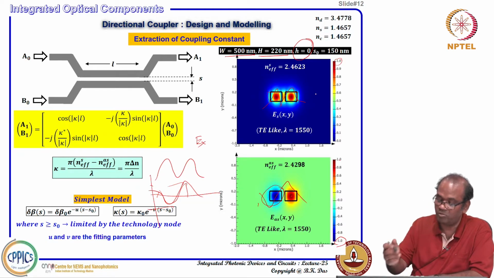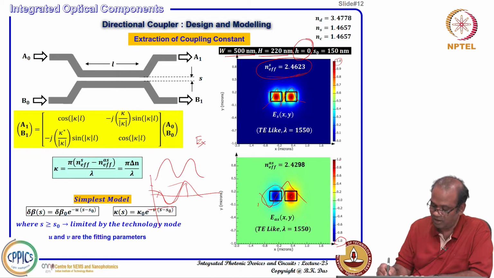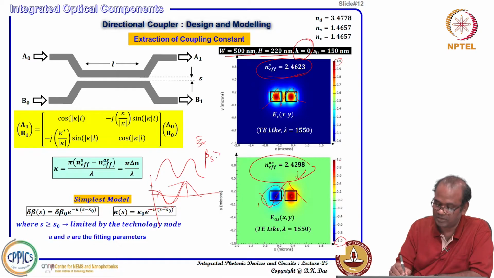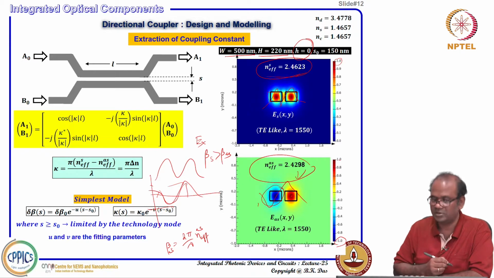At the same time, the mode solver will give you the effective index for the symmetric mode and the effective index of the asymmetric mode. You see, the symmetric mode is 2.4623 and the anti-symmetric mode is 2.4298. So, this one is lower, which means it is sure that beta S is greater than beta AS. You know, beta is nothing but 2 pi by lambda times n effective. If it is symmetric, we will call it S, and if it is asymmetric, we will call it AS, that is it.